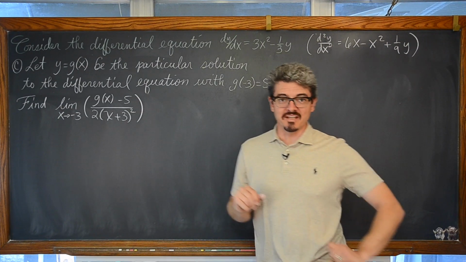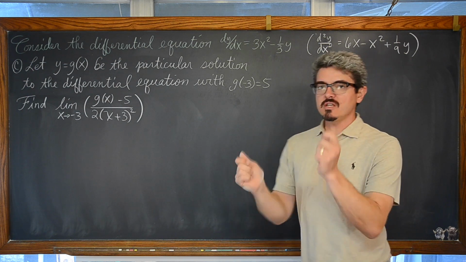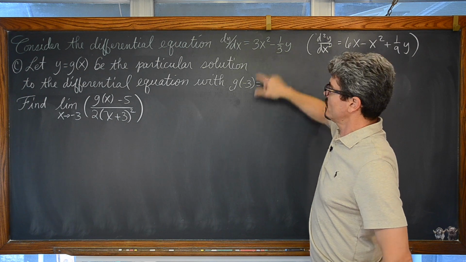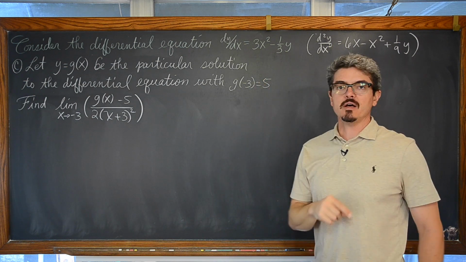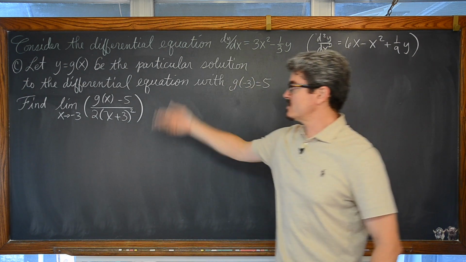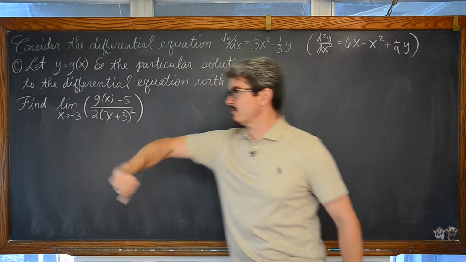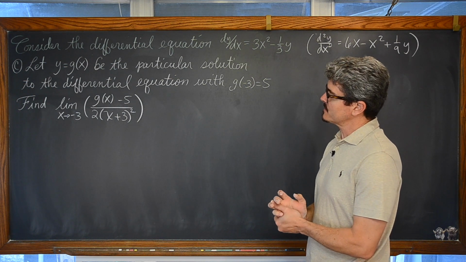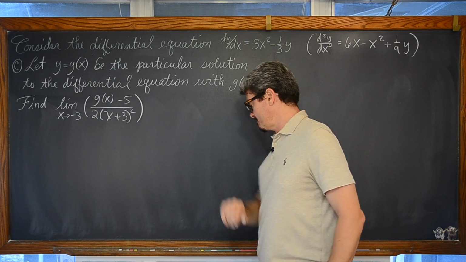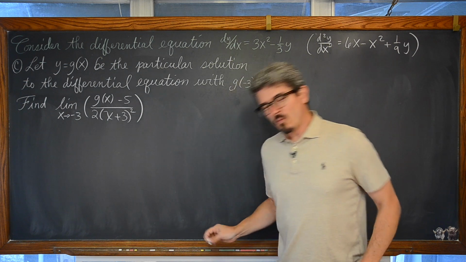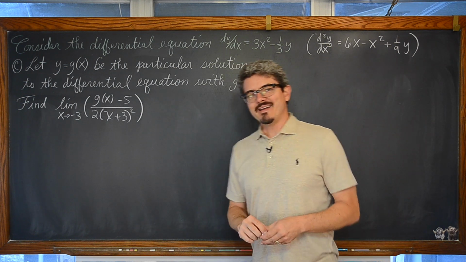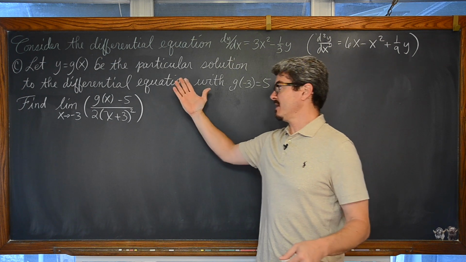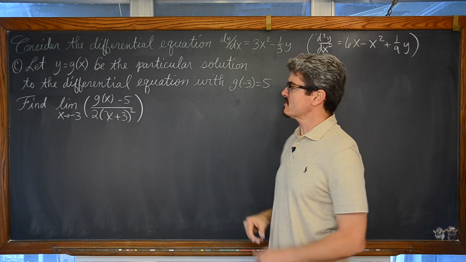Bam! Part C. We're going to let y equals g of x be the particular solution to the given differential equation with g of negative 3 equals 5. We're going to use that information to evaluate the limit as x approaches negative 3 of g of x minus 5 over 2 times x plus 3 squared. Now, it wouldn't be a very exciting test question if this just worked by plugging in negative 3, but go ahead and start to think that out in your head.